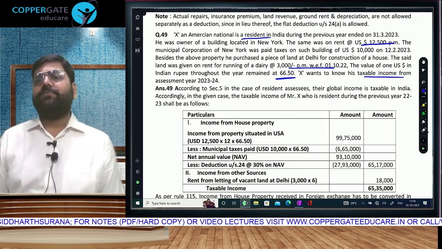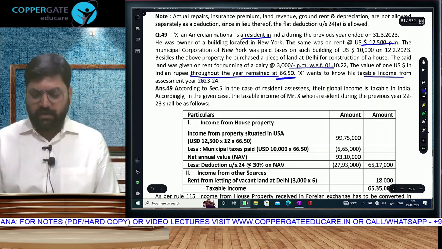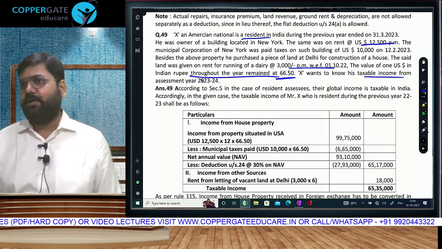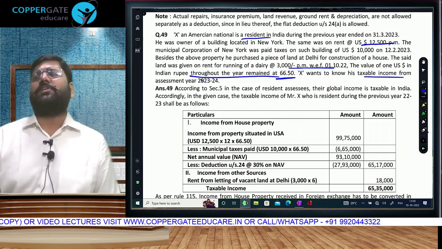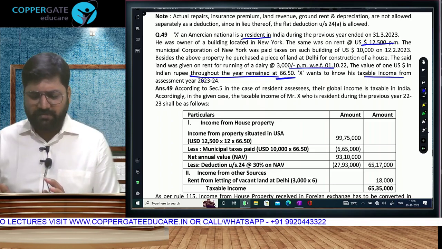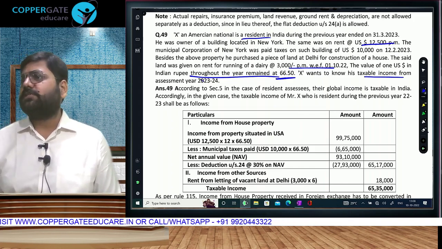One more piece of news I would like to give you. This is a coincidence that throughout the year the value of the dollar remained 66.5. You could have asked me, I would clarify it even before you ask. 66.5 throughout the year means 1st April or 31st March does not make any difference. Whatever the foreign income of 12,500 per month is, multiply by 12, of course, because it is per month, into 66.5.